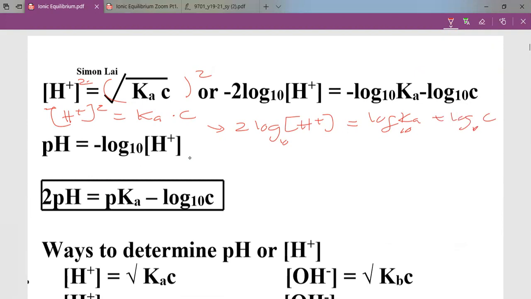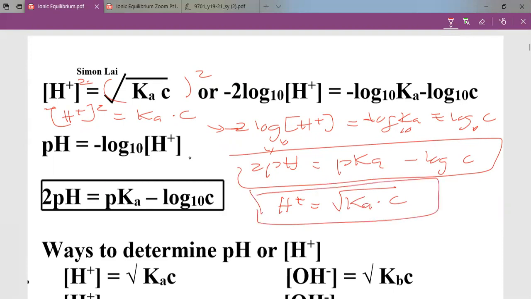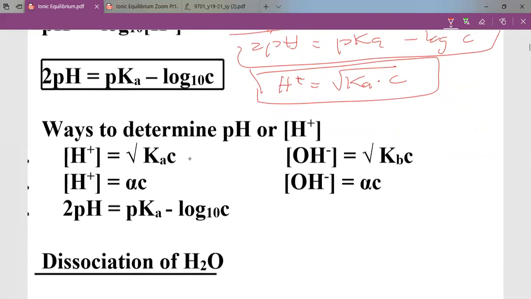See there, I change all the signs, minus. I want to change to pKa. So this equals 2 pH equals my pKa, minus log C. This is very useful. So this equation and H+ equals root Ka times C, these are the 2 equations which you need to remember. Okay, and one more equation. Now same thing here for base, right? You can use this one here for base.